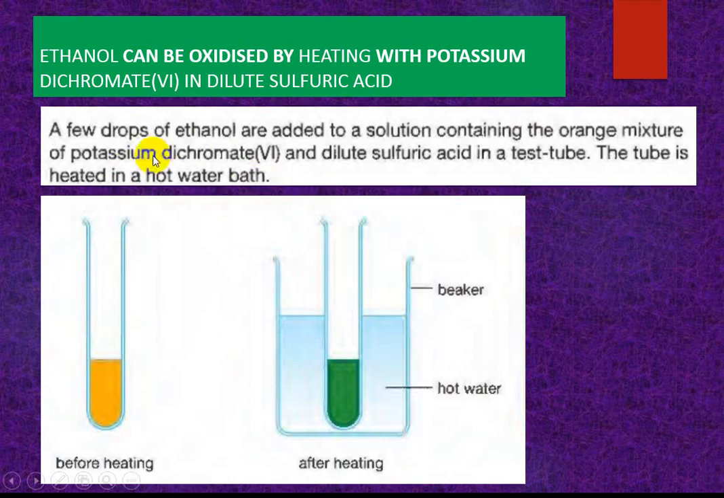A few drops of ethanol are added to a solution containing potassium dichromate(VI). Its color is orange. If you add a few drops of ethanol and dilute sulfuric acid to the potassium dichromate solution, take the test tube to a hot water bath and heat it, the orange color turns green. Here oxidation occurs in ethanol.